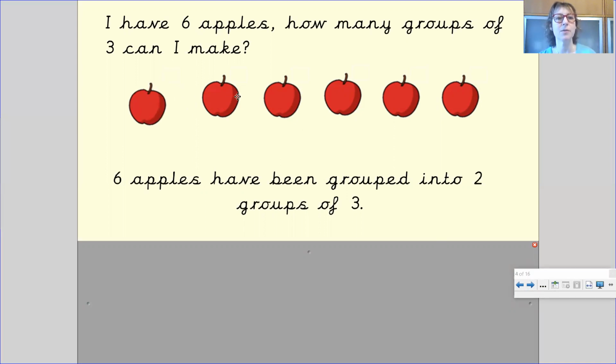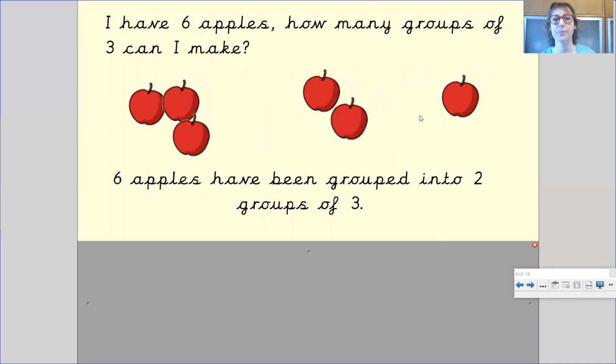So what I'm going to do is make a group of 3 apples, and make a group of 3 apples. And I can see that I have made 2 groups. So I have grouped 3 apples together. I've made a group of 3 here and a group of 3 here. So I've made groups of 3. So you can see I've got 2 equal groups.